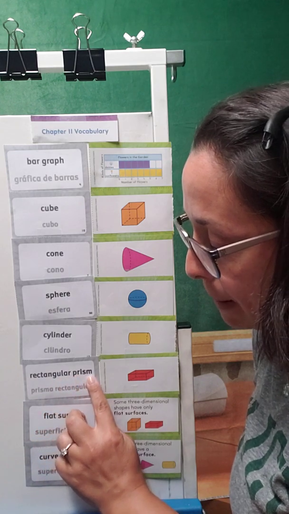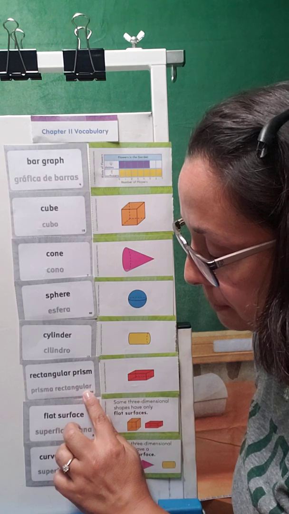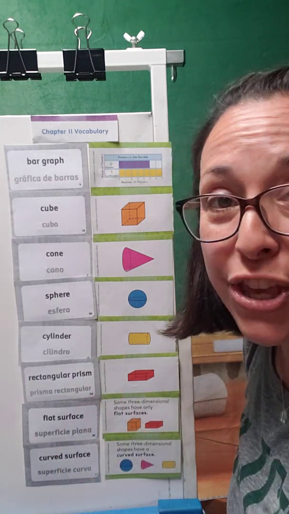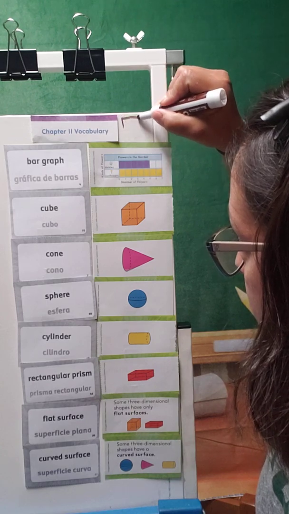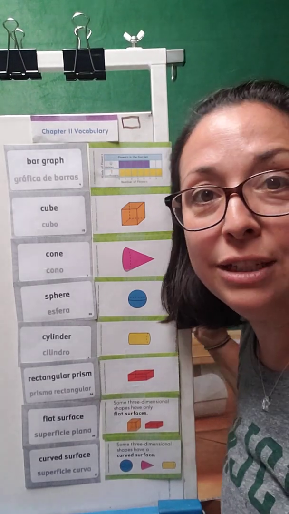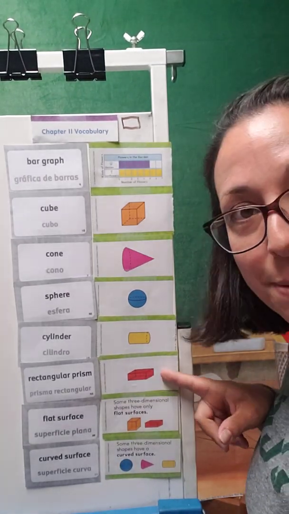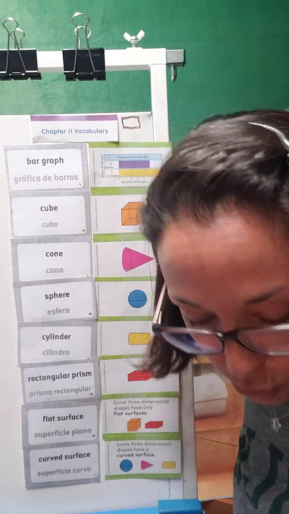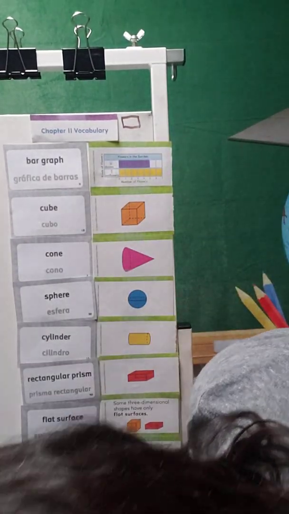Rectangular prism. Ese es grande. Prisma rectangular. Now, a rectangular prism is not a rectangle. This is a rectangle. No es un rectángulo. A rectangle is flat. A rectangular prism is solid, es sólido. So I brought you two examples of that too from around the house.